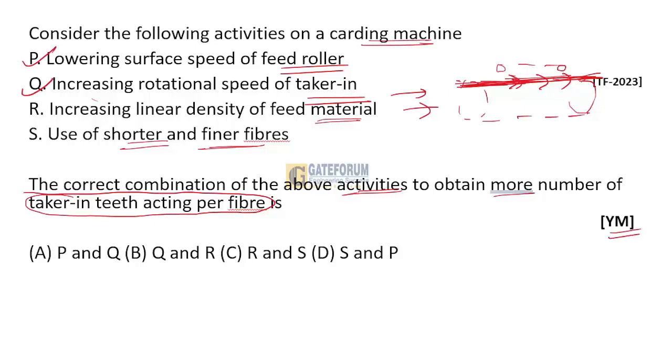When you decrease the surface speed of the roller and increase the rotational speed of the taker-in, this is the correct option. Option number A is the correct option. I think it is clear.